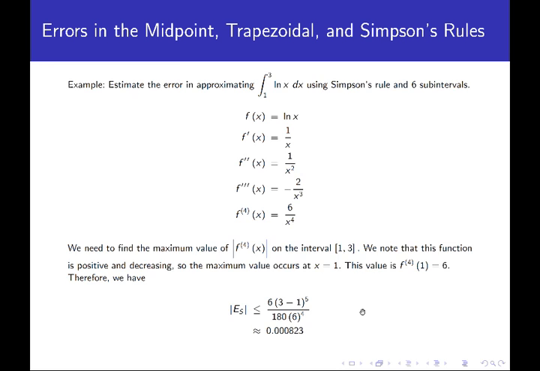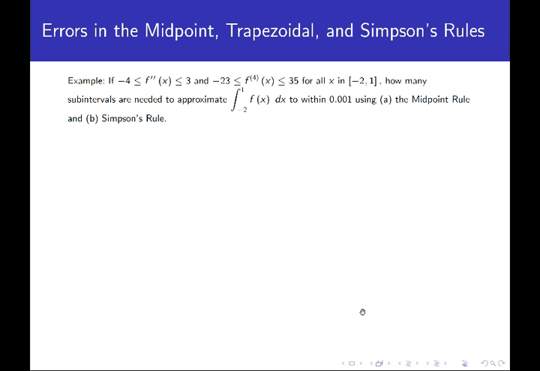All right, so let's do one more. Instead of being given the number of subintervals and calculating the error, let's say we want a specific error goal to meet, and we want to know how many subintervals we need to guarantee that tolerance. So let's suppose you're given bounds on the second and fourth derivative over an interval, and we want to know how many subintervals we need to approximate the integral from negative 2 to 1 of f of x dx to within 1,000th using the midpoint rule and using Simpson's rule.